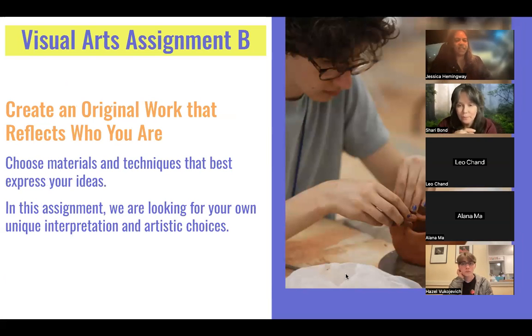For assignment B, you're going to create an original work that reflects who you are. You're going to choose materials and techniques that best express your ideas. And in this assignment, we're looking for your own unique interpretation and artistic choices. Anything to add, Sherry? Yeah, so this one maybe you could say would be looking in. Ooh, I see a theme. Wonderful. This is where we really get to see all about you and your place in the world. We got looking out, and now we got looking in.